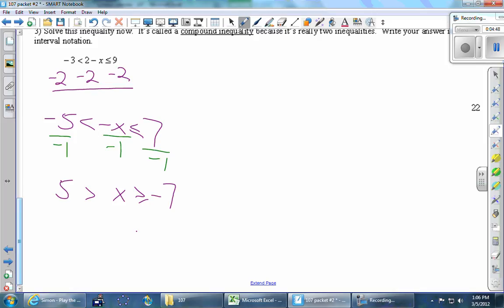And then just for practice, can you guys write that in interval notation? So we have two numbers, 5 and -7. Which one has to go first? -7. We always write the small one first. And we put a comma. And we put the big one.